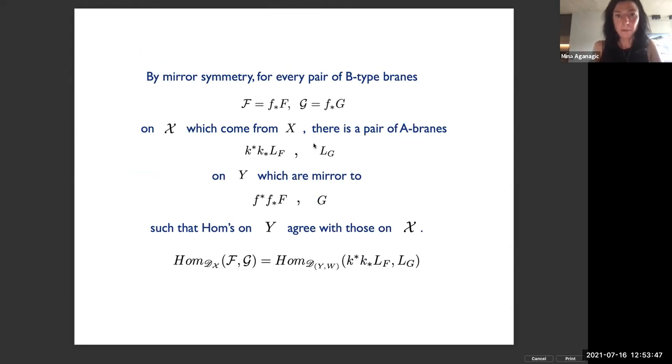By mirror symmetry, for every pair of B type brains upstairs on the big X, there should be a pair of A type brains on the small Y, which are mirror to the corresponding brain on the small X, such that the homs on the small Y agree with the homs on the big X.